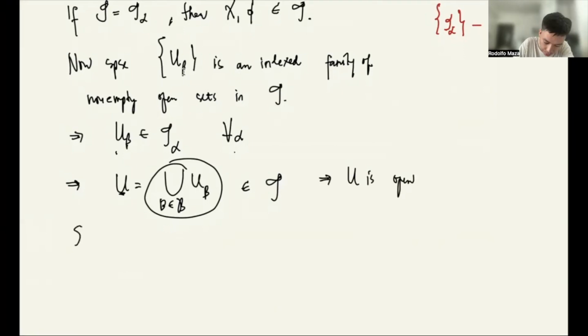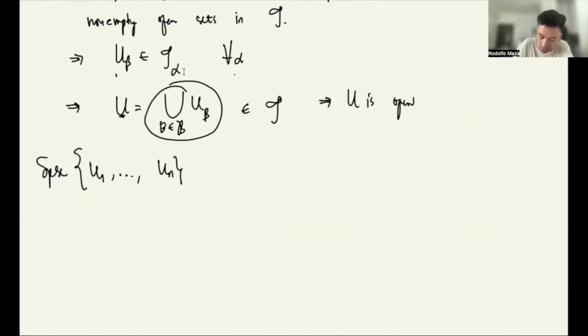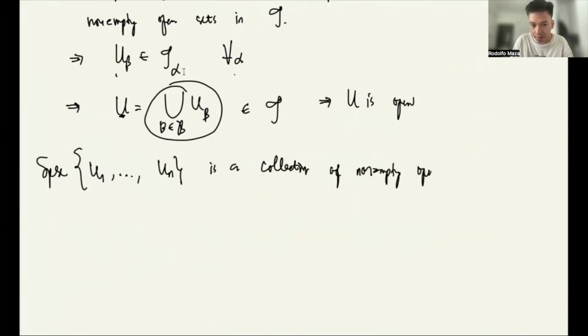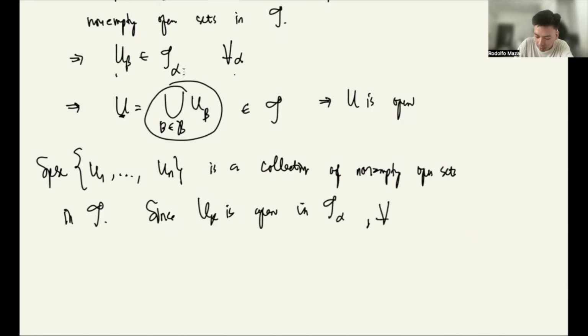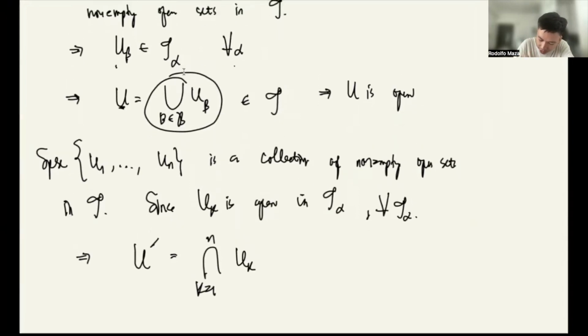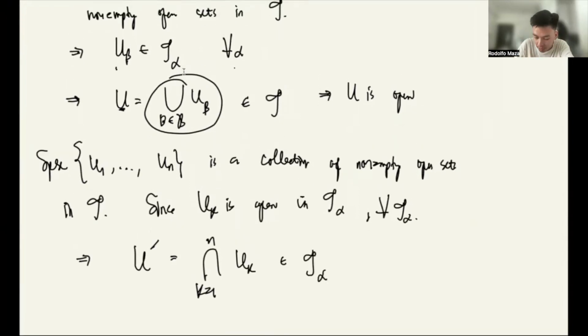So, lastly, suppose U1 up until UN is a collection of non-empty open sets in tau. Okay. So, since U sub k is open in tau sub alpha, and this is for all tau sub alpha, di ba? Okay. So, ibig sabihin, your U, kunyari, lagyan natin ng label, let's say U prime is equal to the intersection of UK, K from 1 to N. So, di ba yung UK is open in tau sub alpha and that's for all alpha. So, ibig sabihin yung intersection niya is open. So, this is an element of tau sub alpha. So, nag-imply yan na U sub K is an element of tau. Therefore, topology talaga siya. That's it.